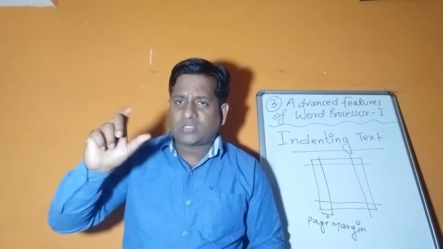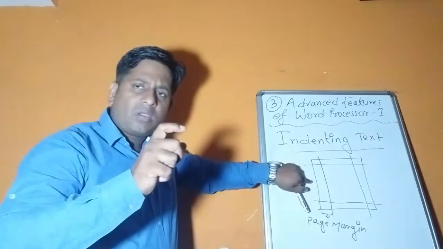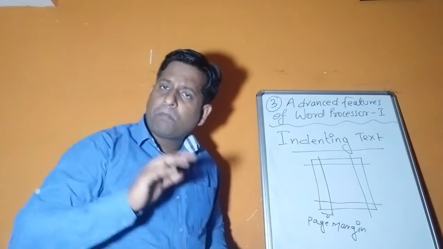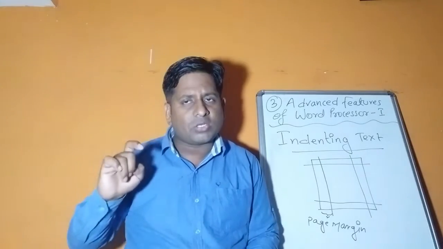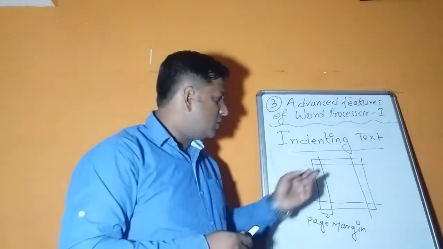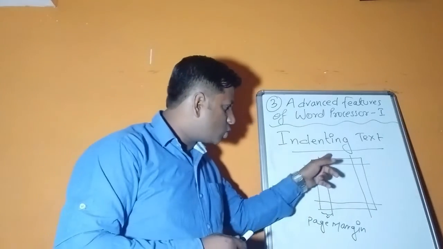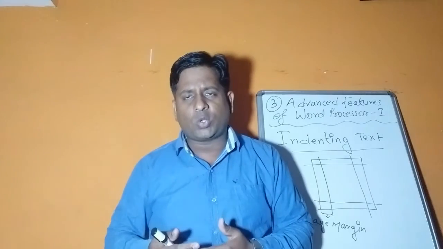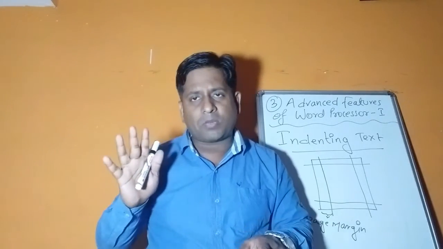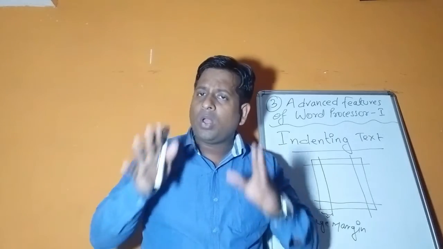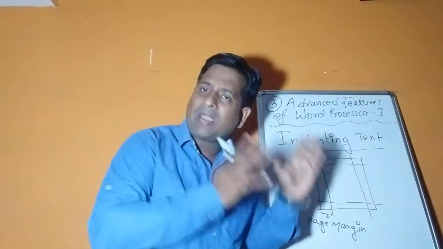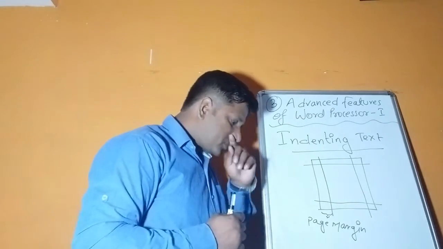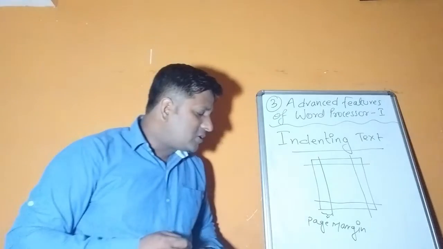Page margin is a space, a gap between the page and where the text begins. The gap is known as page margin. We can set the page margin on all the sides: top, bottom, left, right. By default it is set, but we can change it accordingly. Inside page layout we have the page margin. Last class I already explained how to set page margin in a Microsoft Word document. Is this clear, children?